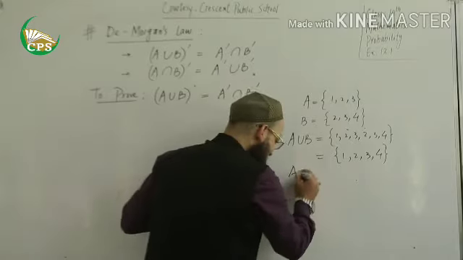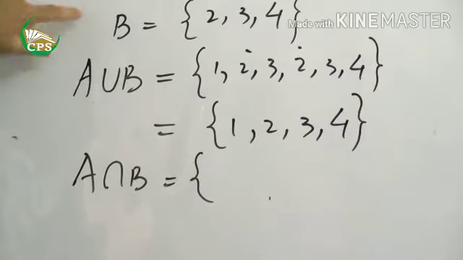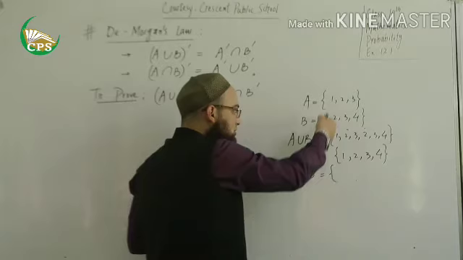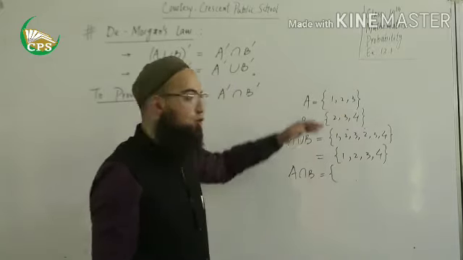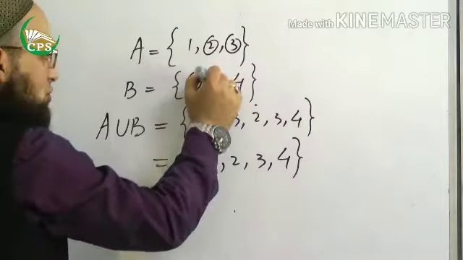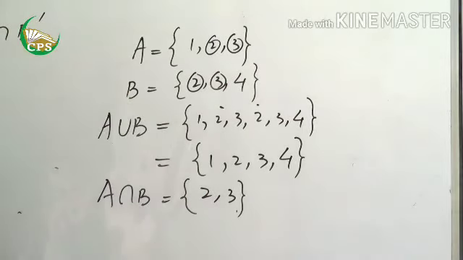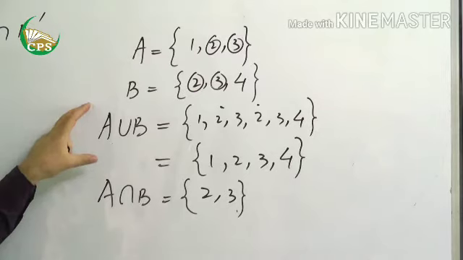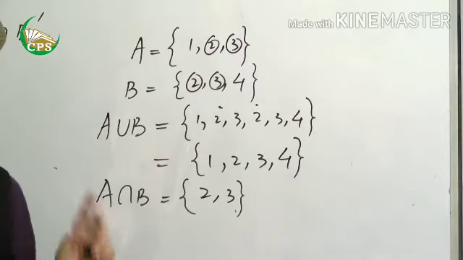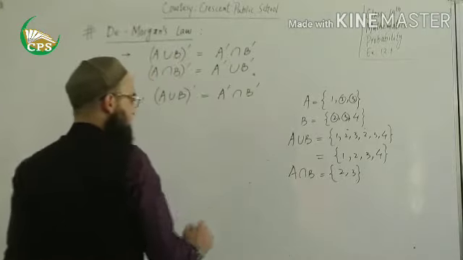Now if I find intersection, A intersection B means whatever the elements which are common in both the sets. Which is common? 2 is common, 3 is common. Yes? So intersection has 2 and 3. So technically union means which is present either in A or in B, and intersection means which is present in A and in B. So this is point 1.